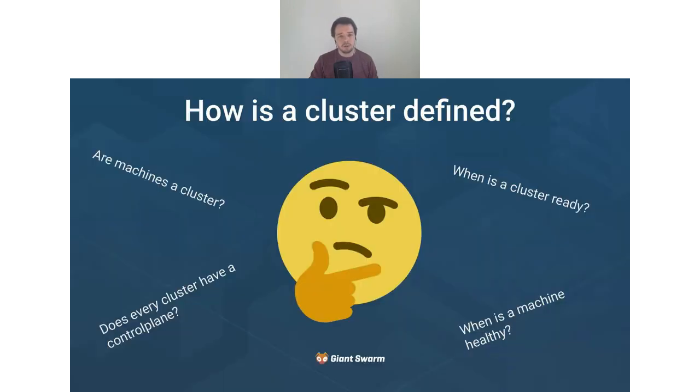From here, you hopefully have a lot of questions in your mind, like how is a cluster defined? Do I just put it all on one resource? Are there always machines? What is the control plane? A control plane is a set of masters, just to make that clear, because that's a recent name change on the Kubernetes side. So whenever I say control plane, it's the masters of a cluster. And when is a cluster actually ready? How do I detect that a cluster is healthy? And is a machine healthy? How do I know? How does the operator know?